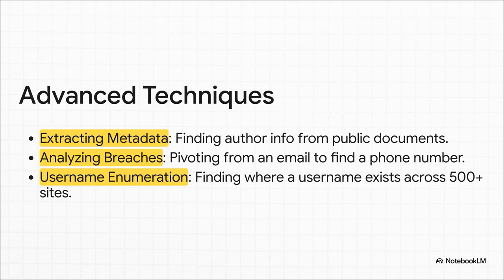And there are just so many ways to find these pivot points. An investigator might pull hidden data or metadata out of a public PDF to find the author's real email. They can search through massive data breaches to pivot from that email and find a phone number. They can even use tools to check hundreds of websites all at once to see everywhere a specific username appears, building that web of connections even wider.